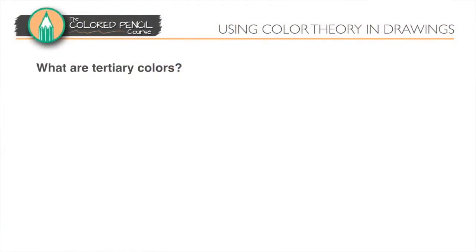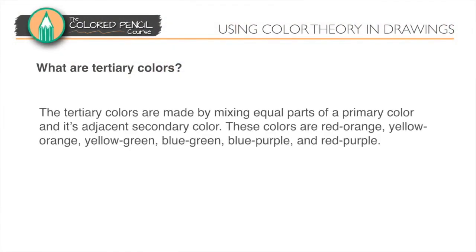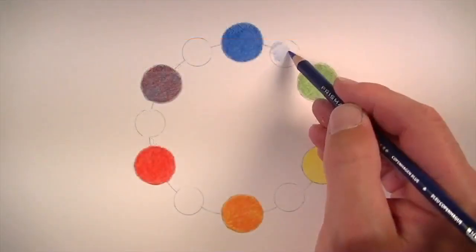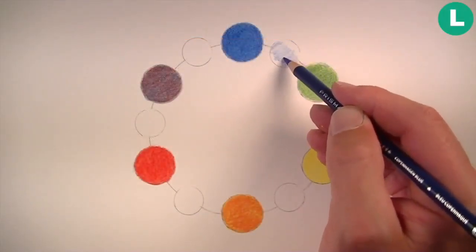What are tertiary colors? The tertiary colors are made by mixing equal parts of a primary color and its adjacent secondary color. These colors are red-orange, yellow-orange, yellow-green, blue-green, blue-purple, and red-purple. We'll start by mixing a blue-green.